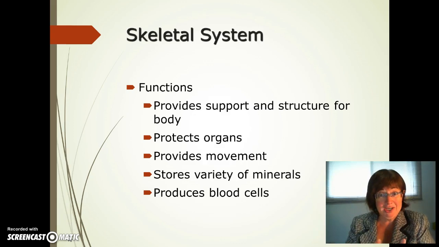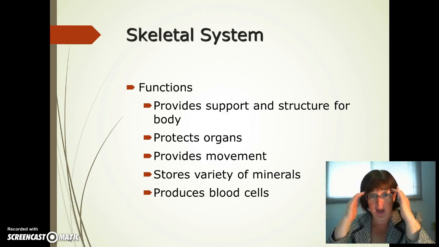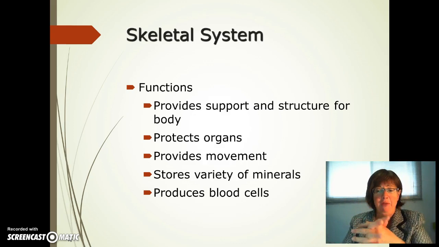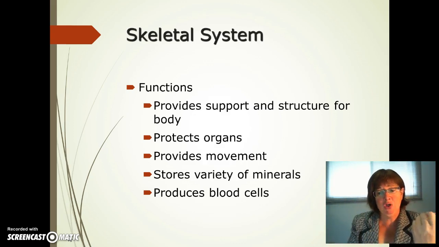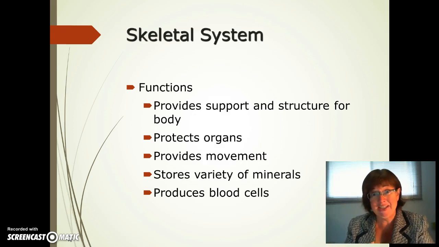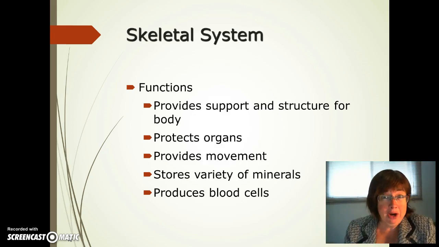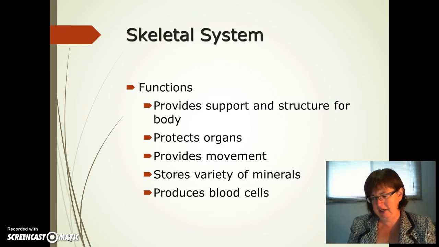They protect your organs, such as your cranium, your skull, protecting your brain. They provide movement when your muscles contract and pull against bones when you want to move. Things you may not think of is they store a variety of minerals, mainly calcium and phosphate. That's why you need to drink your milk and get your calcium. Broccoli is also good for that. Also, your bone marrow is a site of blood cell production, and we'll talk more about that when we get into blood.